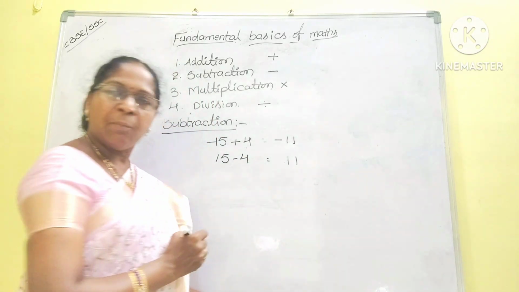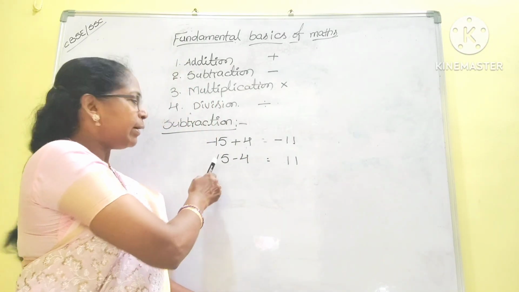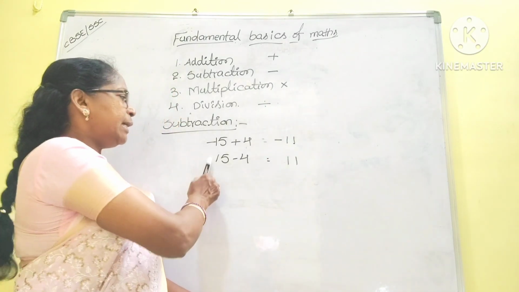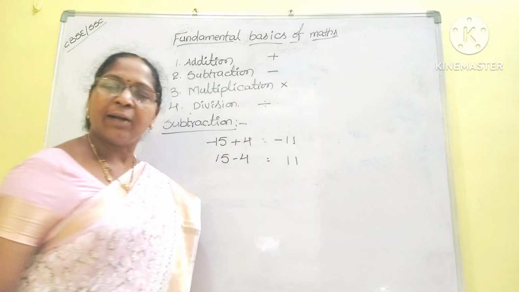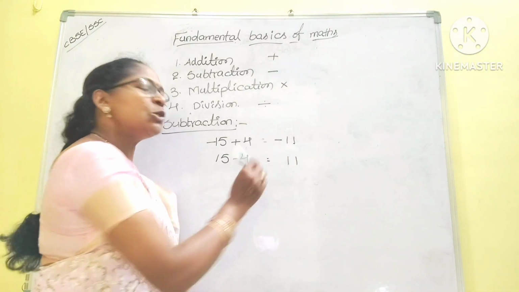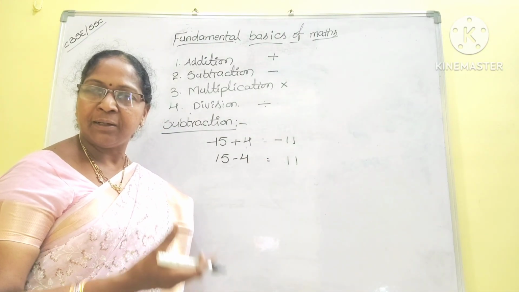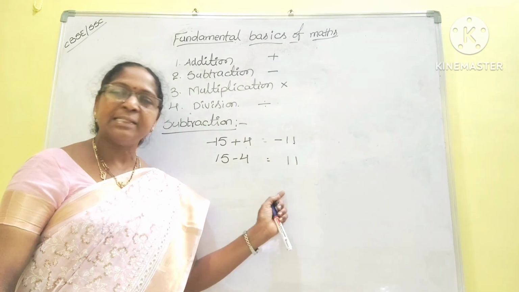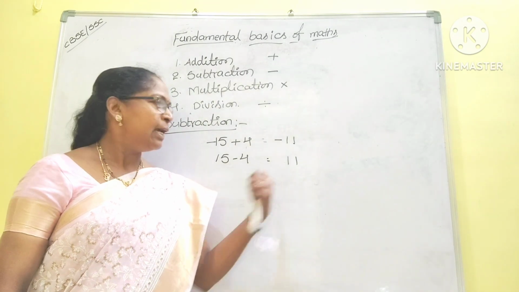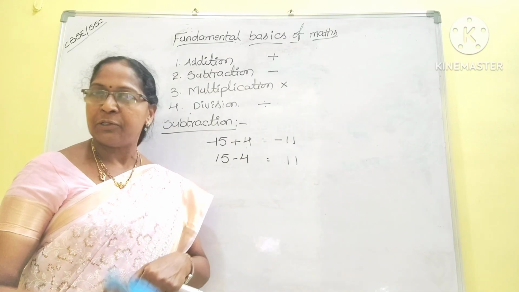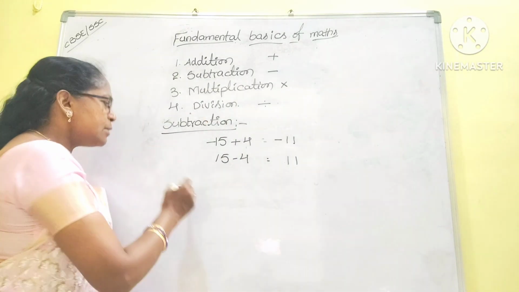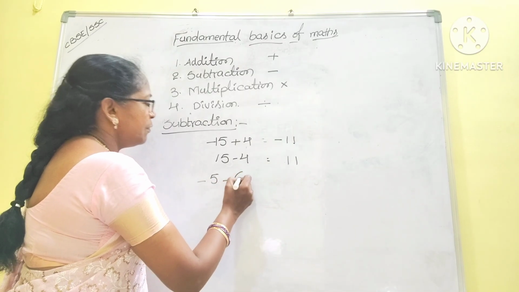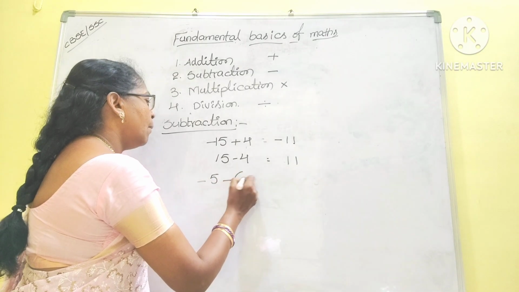In front of this number, whichever symbol the big number has, that symbol only you have to write down. So here this is a plus 15, so you have to write plus 11. Here plus no need to mention. For the first number, if a plus symbol is there, no need to mention it. Any number without a symbol means it is a plus symbol, or positive sign.